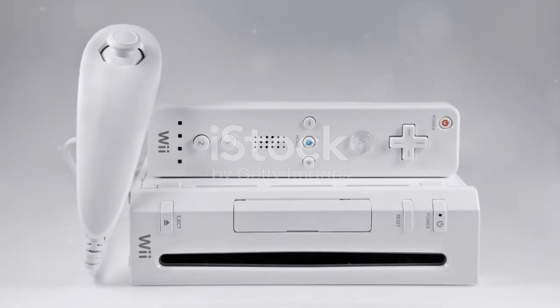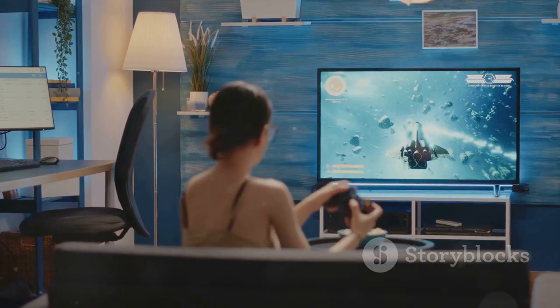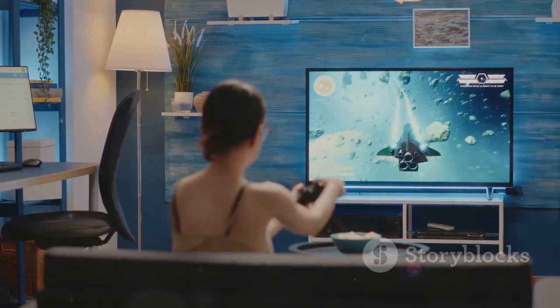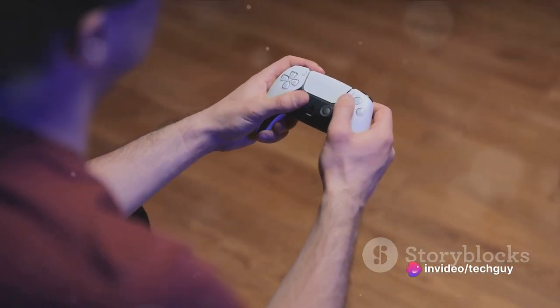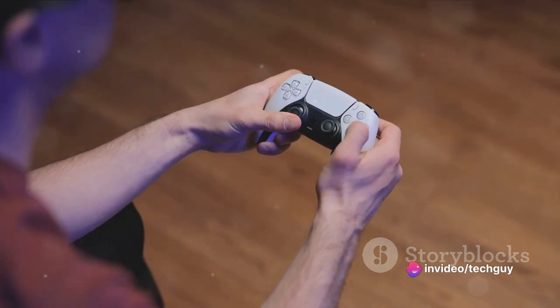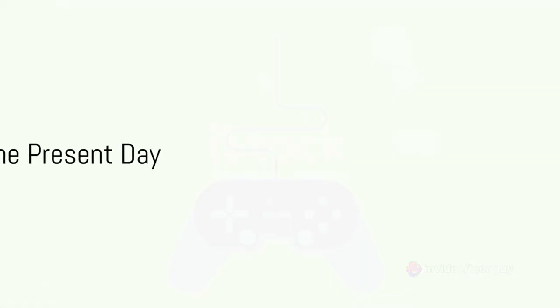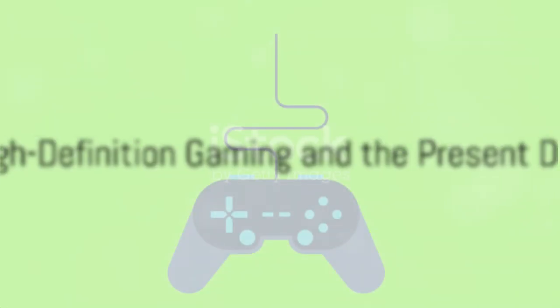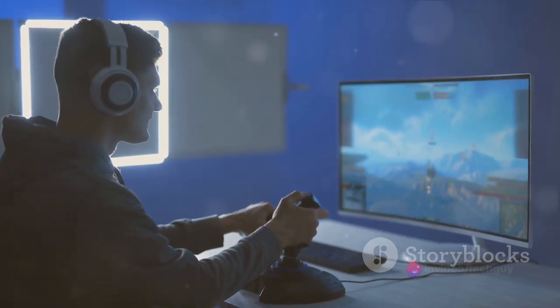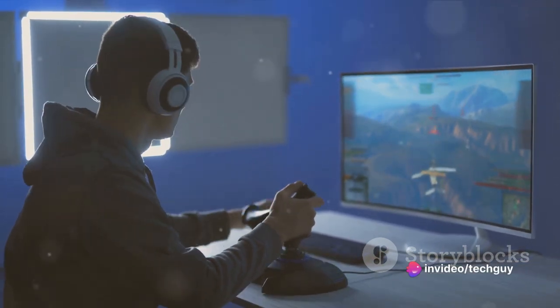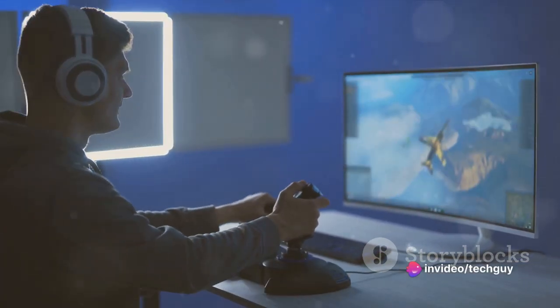The mid-2000s saw the birth of the Wii, a console that redefined the way we interact with games. Nintendo's innovative motion sensing technology brought a whole new level of engagement and interaction. Then came the era of high-definition gaming with the PlayStation 4 and Xbox One in 2013. These consoles pushed the boundaries of what was possible in a video game, delivering breathtaking visuals and immersive gameplay.